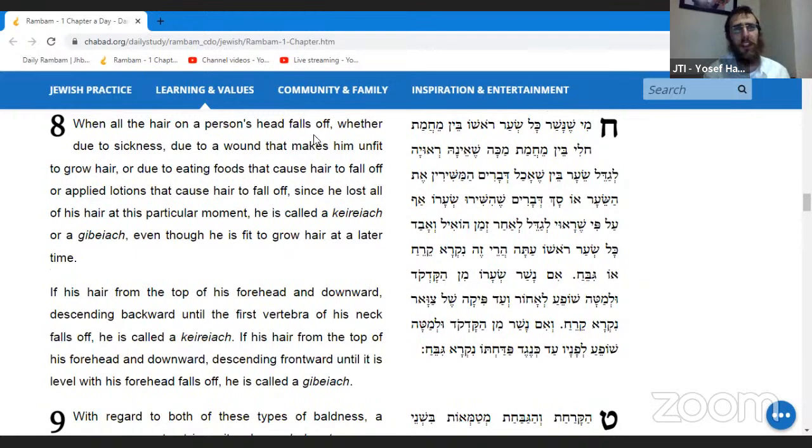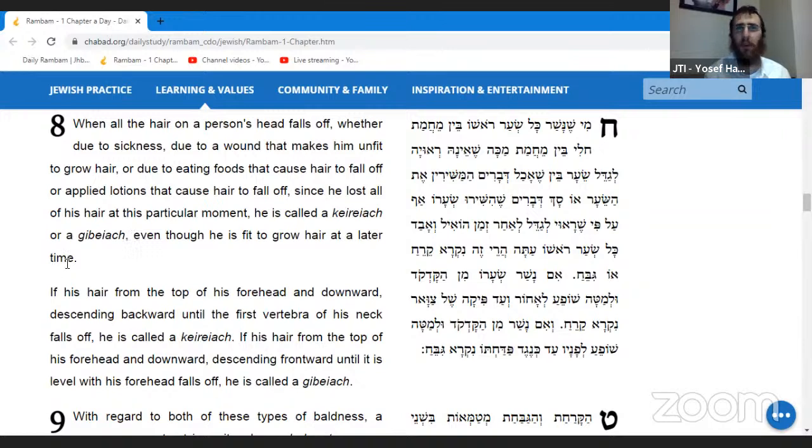When all the hair on a person's head falls off, whether due to sickness, due to a wound that makes him unfit to grow hair, or due to eating foods that cause hair to fall out, or applied lotions that cause hair to fall out, since he lost all of his hair at this particular moment, he is called a kareach or gibeach, even though at a later point his hair may regrow.